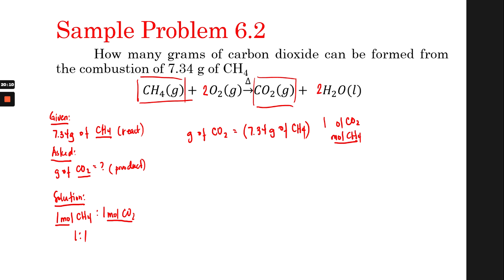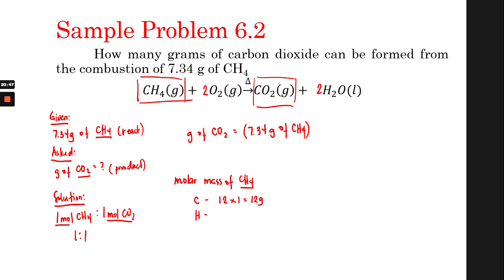So what you want to do is find the molar mass of CH4. So what that means is we have to find the molar mass of CH4. So carbon and hydrogen. The molar mass of carbon is actually about 12, and you only have 1 carbon in our CH4, so that's times 1. That gives you 12 grams of carbon.